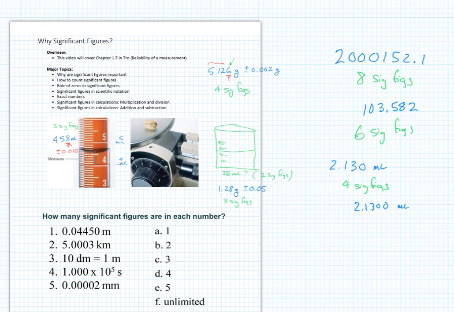All right, what if we have a 0 as a placeholder? So in other words, it's a decimal, 0.00381 grams. So these are zeros as placeholders, right? They're holding that decimal place. These do not count. So my number here only has 3 sig figs. Okay, zeros as placeholders do not count. I'll give you one more example of this.